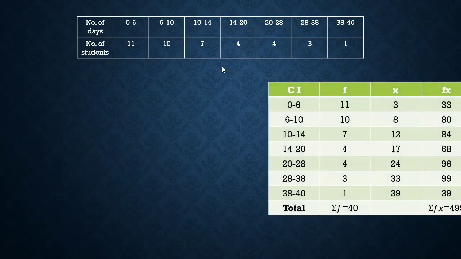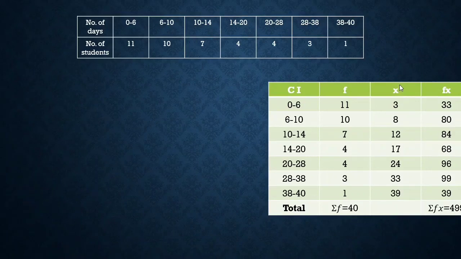So we have our table, class intervals or the number of days in the first column: 0 to 6, 6 to 10, 10 to 14, 14 to 20, 20 to 28 and so on up to 38 to 40. The corresponding frequencies are 11, 10, 7, 4, 4, 3 and 1. Adding them we get summation of f is equal to 40. They have already told us that the class has 40 students, so obviously the sum of frequency must be equal to 40.